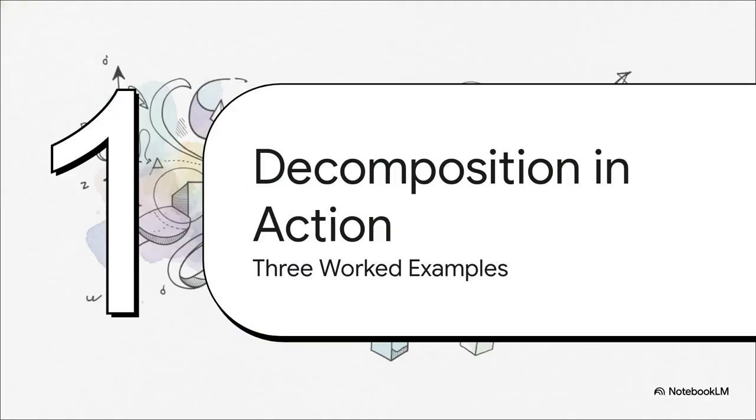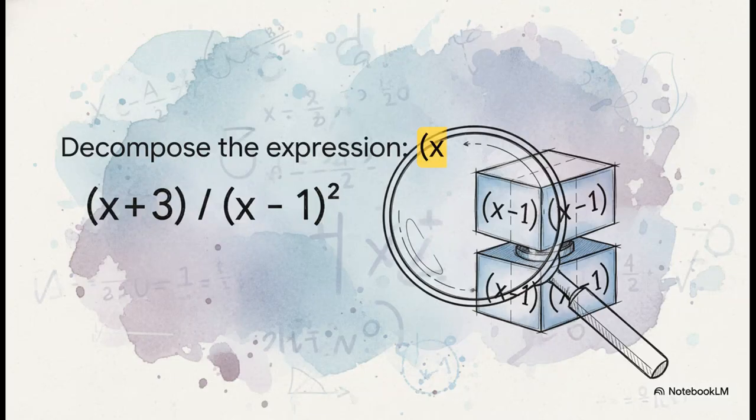All right, we've got the rules, enough theory. Let's see how they actually work in practice. We're going to walk through 3 examples. And we'll start with a more basic case and then build our way up to a more complex problem. For our first example, let's take a look at x plus 3 divided by x minus 1 squared. See that denominator? That x minus 1 factor is repeated. It's squared. This is the perfect job for our first new rule.